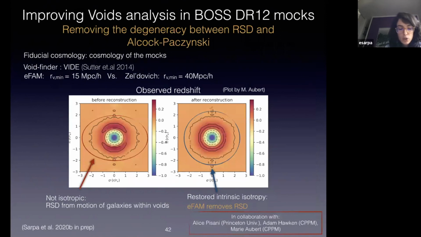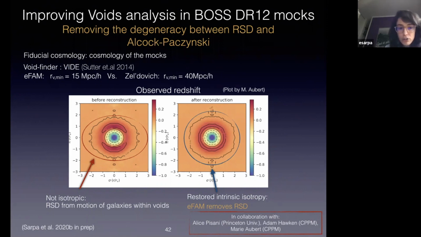So this concludes the analysis of our two-point correlation function. And just before finishing, I want to show you the first preliminary results on the analysis of the cosmic voids. So we said at the beginning that our reconstruction technique is not fine-tuned for any specific probe. So we use the same reconstructed density field that we used for the BAO analysis to try to measure the void statistics.